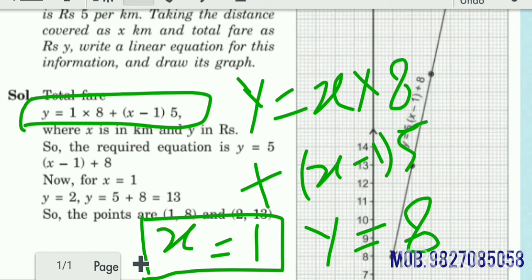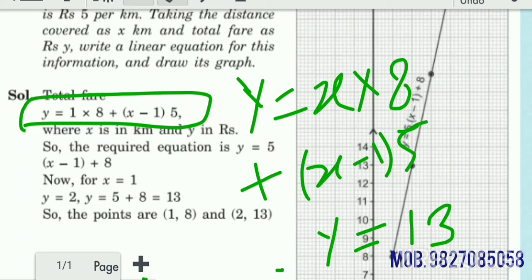Again we have to put x is equal to 2. Now put x is equal to 2, so we get the value of y is equal to 13. Okay, so we have 2 points: (1, 8) and (2, 13).